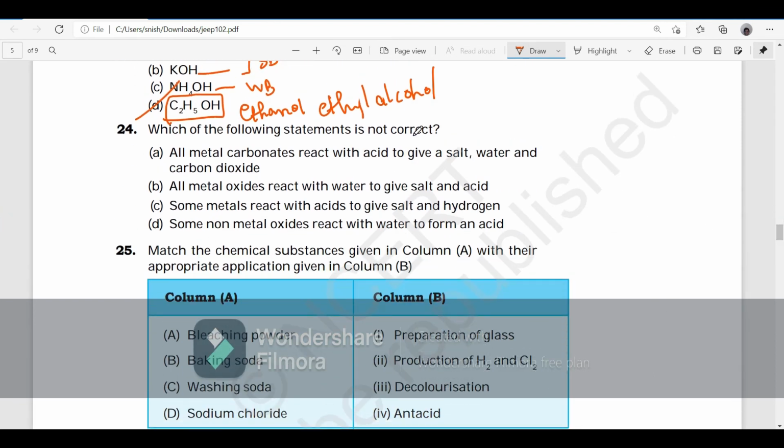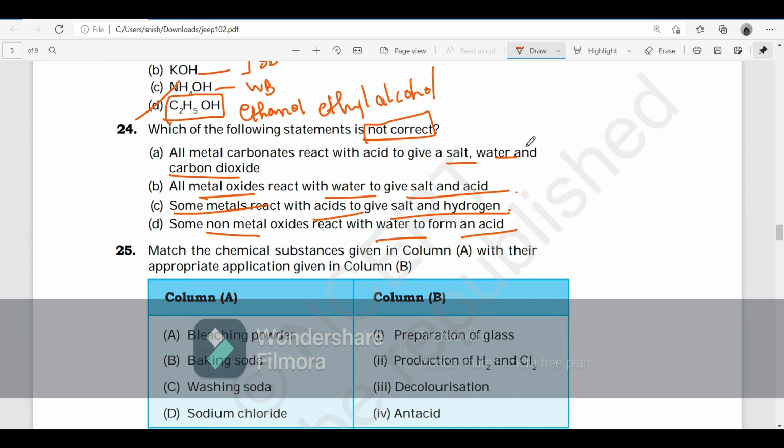Which of the following statements is not correct? All metal carbonates react with acids to give a salt, water and carbon dioxide. All metal oxides react with water to give an acid and a salt. Some metals react with acids to give salt and hydrogen. Some non-metal oxides react with water to form an acid.